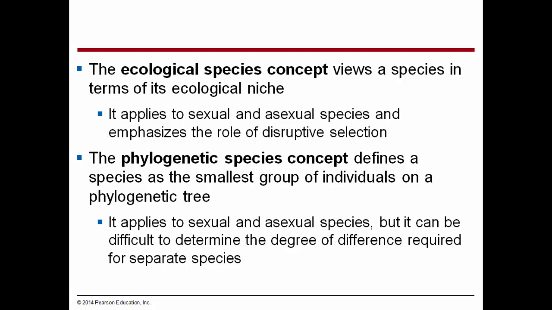The ecological species concept views a species in terms of its ecological niche. It applies to sexual and asexual species and emphasizes the role of disruptive selection. The phylogenetic species concept defines a species as the smallest group of individuals on a phylogenetic tree. It applies to sexual and asexual species, but it can be difficult to determine the degree of difference required for separate species.